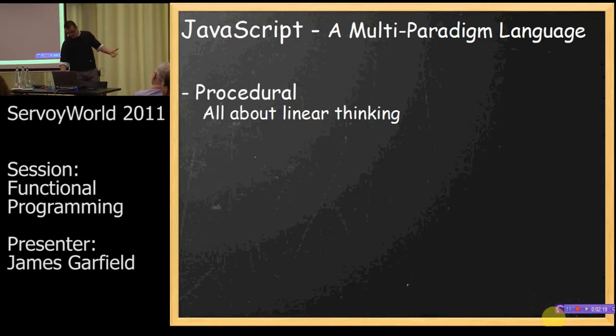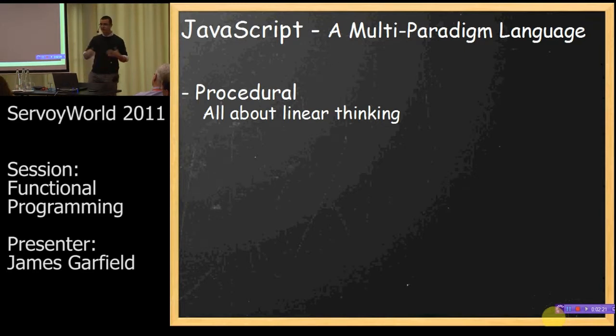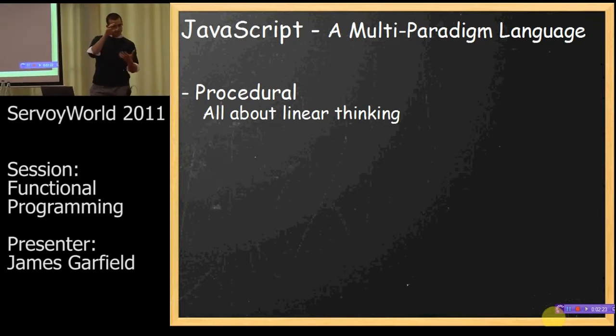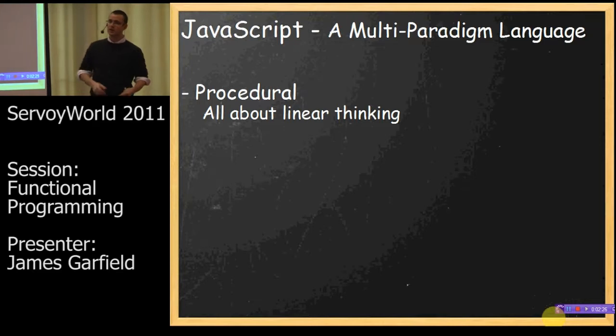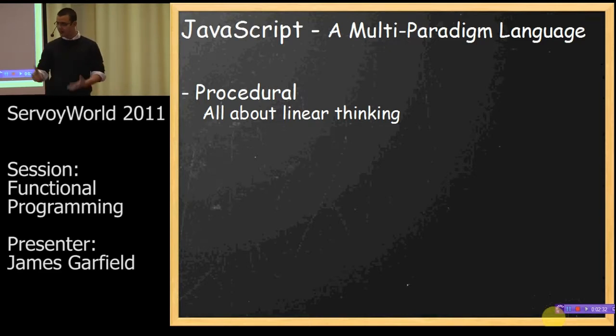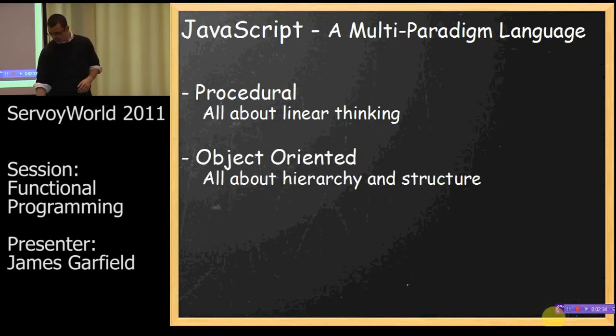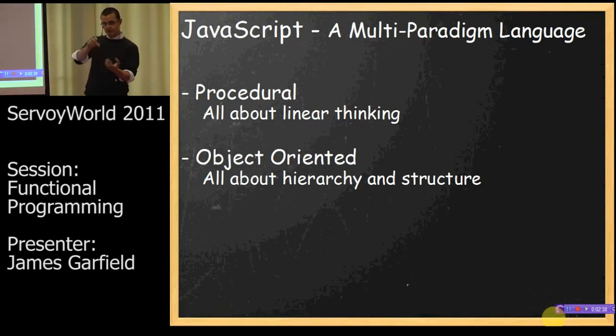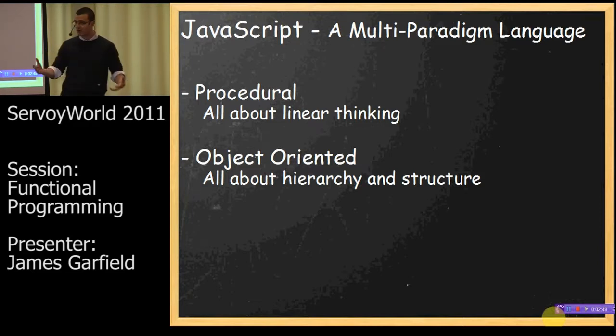The first way you can do is procedural. It's what a lot of us do. We write our functions, our methods on forms. We start at the top, work our way down, and it's a very classic way of programming. That's procedural. It's all about thinking linearly. Then there's object-oriented programming, like Java, or if you're creating new objects in JavaScript as well. It's about classes and structure and hierarchy and making things generic. And it's also kind of a very familiar paradigm for people.